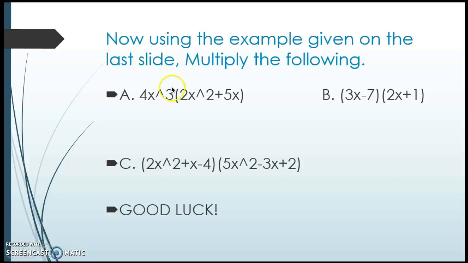Now, using the example given on the last slide, multiply the following. 4x to the third multiplied by 2x squared plus 5x. 3x minus 7 multiplied by 2x plus 1. 2x squared plus x minus 4 multiplied by 5x squared minus 3x plus 2. Good luck!